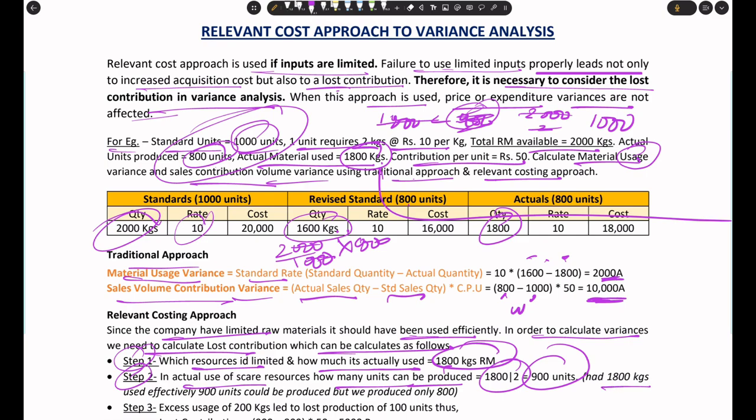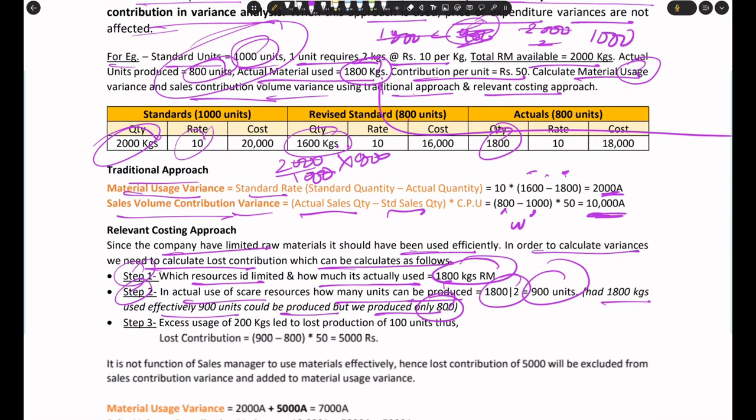Had 1800 kgs been used effectively, 900 units could be produced, but we produced only 800. That is, we wasted 100 units worth of raw material, which counts to around 200 kgs. Then step 3: excess usage of 200 kgs led to loss of production of 100 units, thus loss contribution is equal to 900 minus 800 into 50. 50 is the contribution per unit, given in the question itself. Then 5000 rupees is the loss contribution.